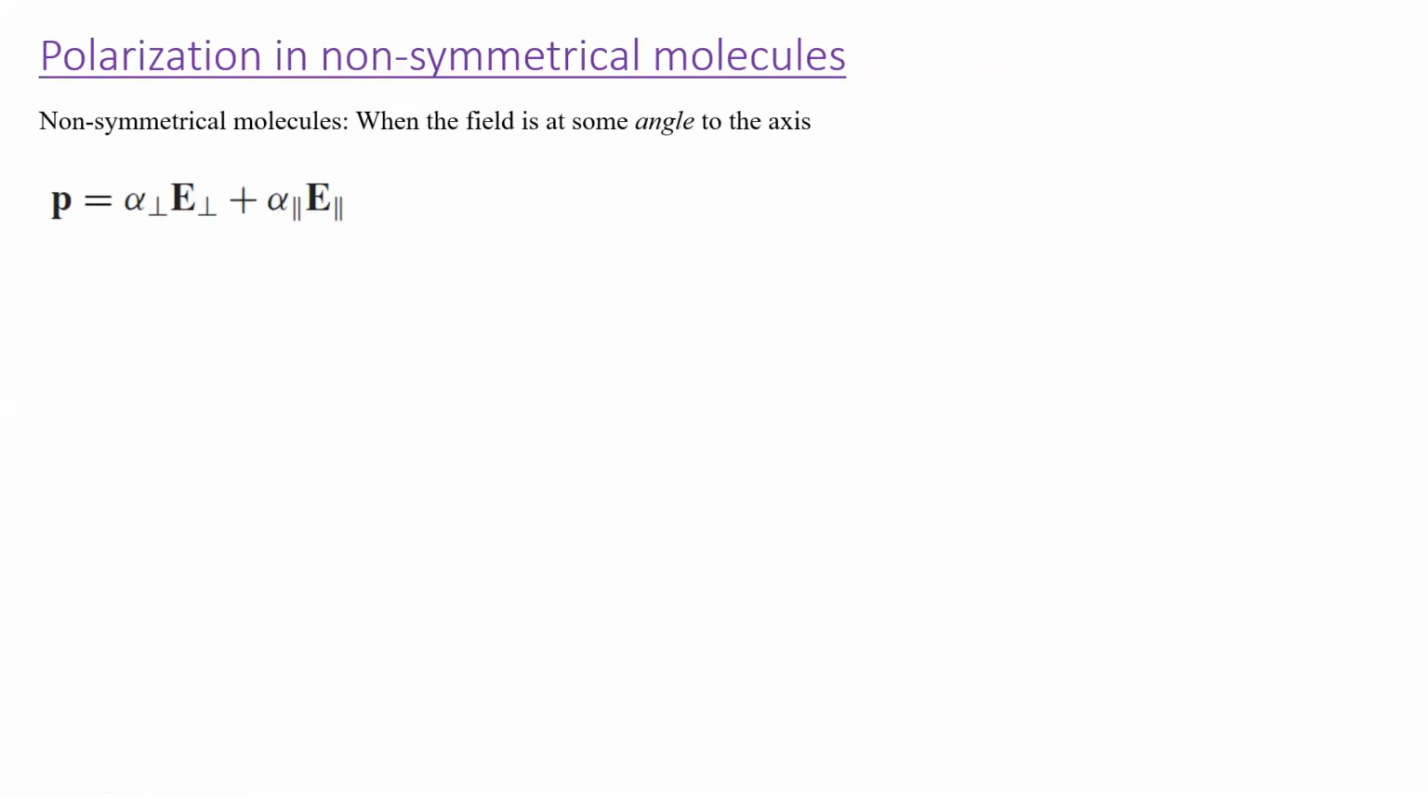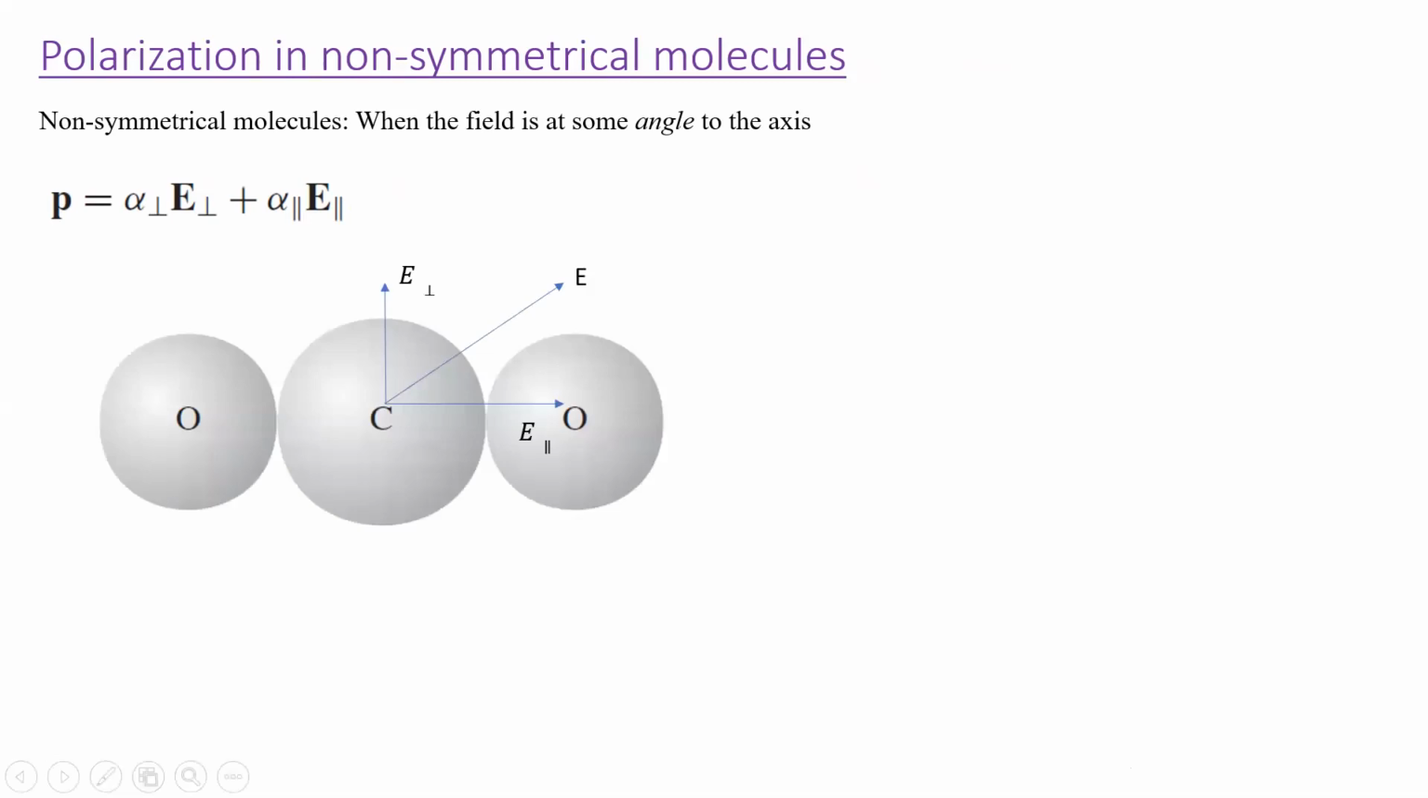So when the field is at some angle to the axis of the molecule, so here is a carbon dioxide molecule, there's carbon, oxygen, oxygen. Here is the electric field. What we can do is break up the electric field into a component perpendicular to and a component parallel to the two axes of the molecule.